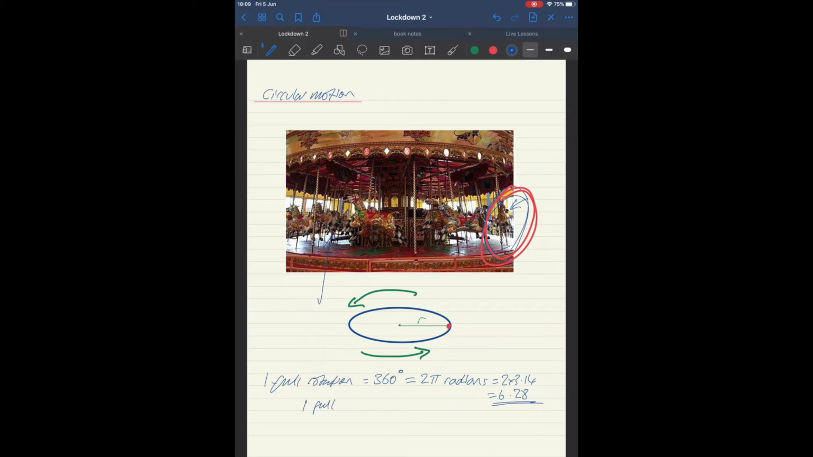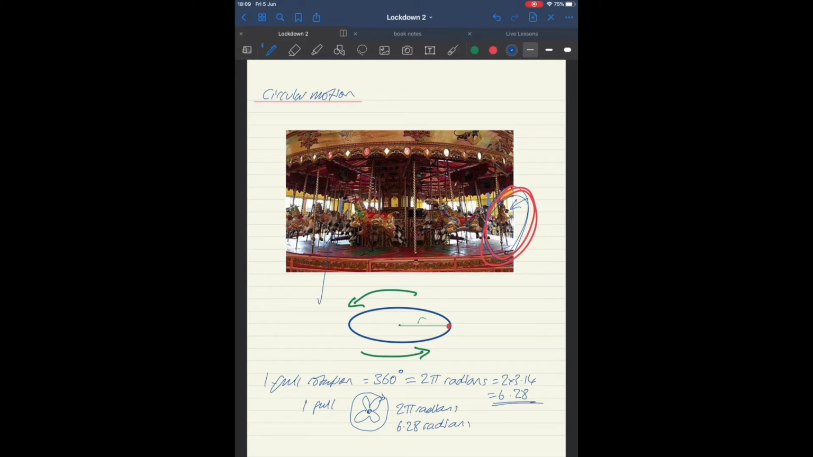So one full rotation of a wind turbine. That's a little carousel or a kid's windmill, anyway, you know what I mean. One full rotation all the way around is 2 pi radians, or 6.28 radians.